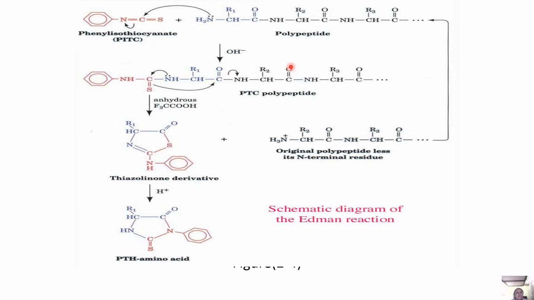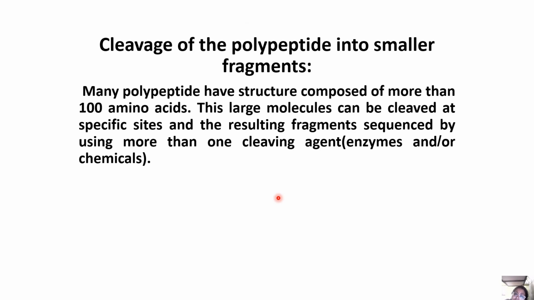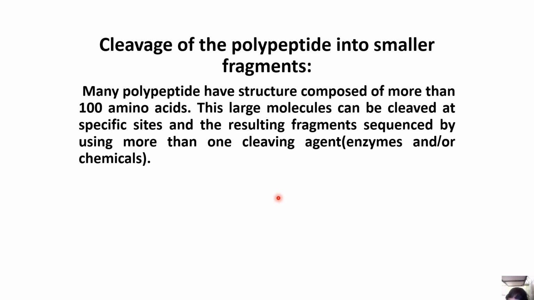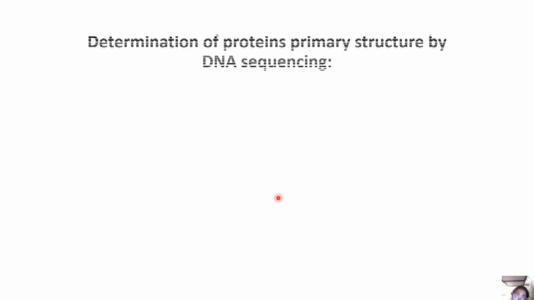This is the PITC or phenyl isothiocyanate polypeptide, and then this is the PTC polypeptide, and this is the schematic diagram of the Edman degradation. Next, cleavage of the polypeptide into smaller fragments. Many polypeptides are structures composed of more than 100 amino acids. These large molecules can be cleaved at specific sites and the resulting fragments sequenced by using more than one cleaving agent, enzymes or chemicals.